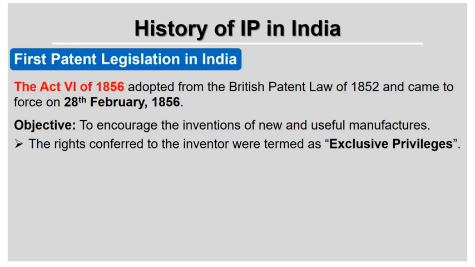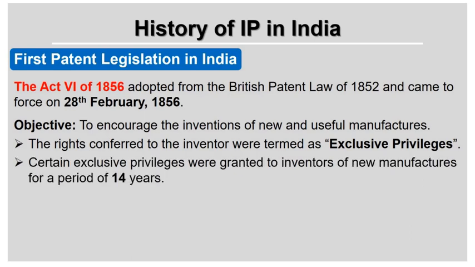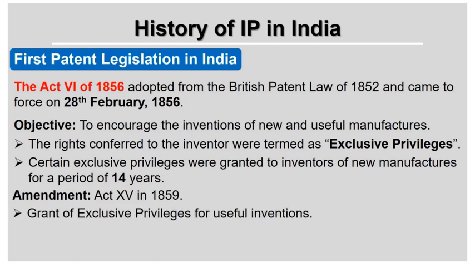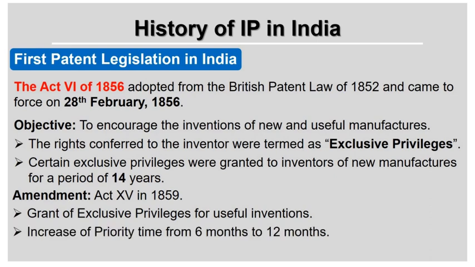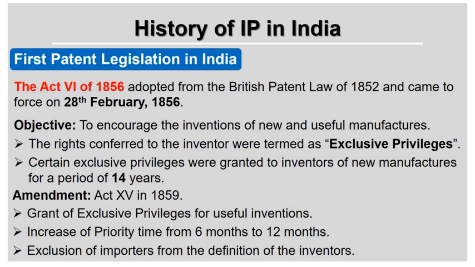At that time, the rights given to an inventor were termed exclusive privilege, which we now call patent right. Certain exclusive privileges were granted to inventors for new manufactures for a period of 14 years. In 1859, this act was amended to grant exclusive privilege for useful inventions, to increase the priority time from 6 months to 12 months, and to exclude importers from the definition of inventors.